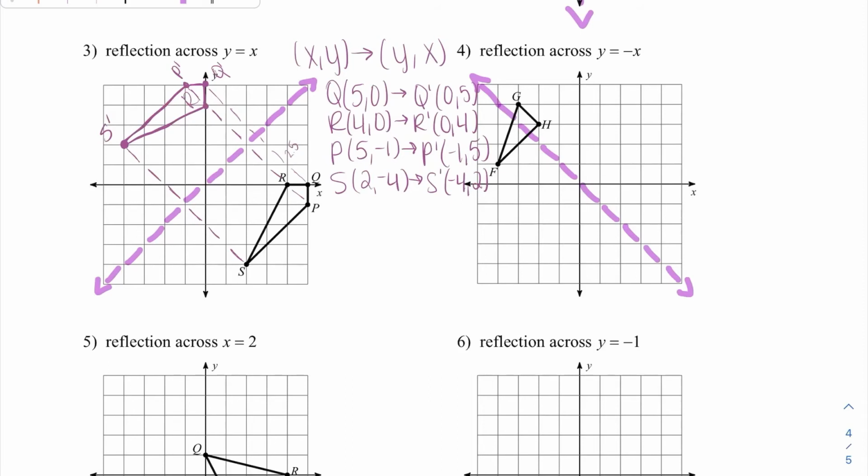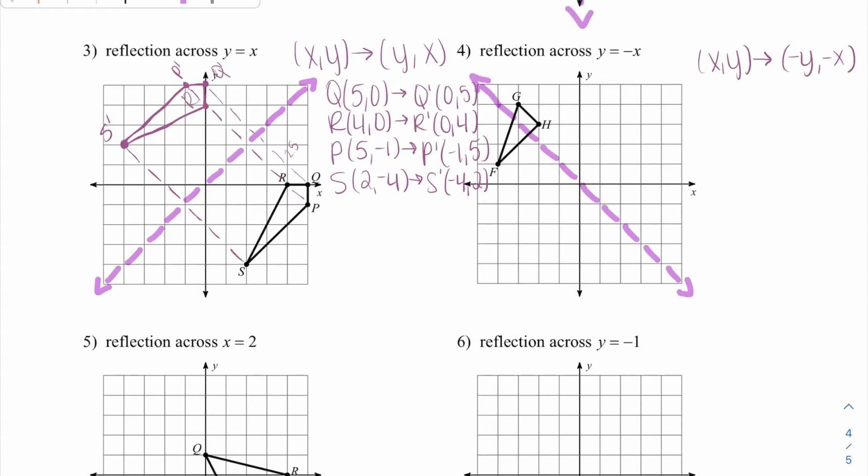So what I want to do on this one is I actually want to do the rule first, just so you can see how it would look to actually do the rule and plot the points. So the rule for reflection across y equals -x is x comma y changes to negative or opposite y, comma, negative or opposite x. So we have to switch the sign of x and y and switch the order.